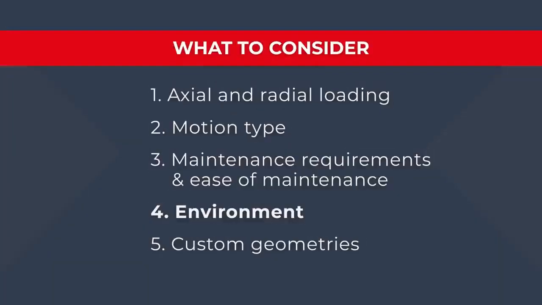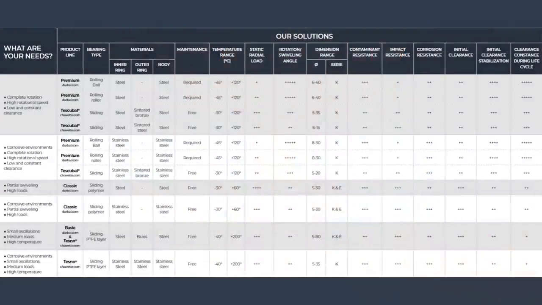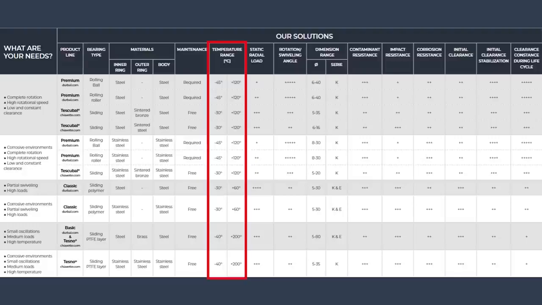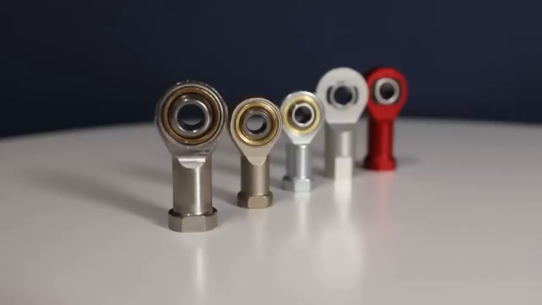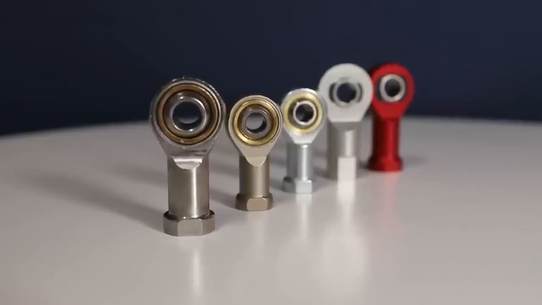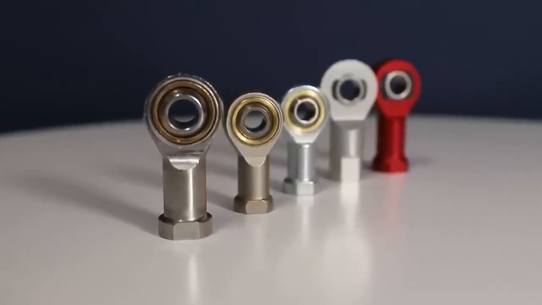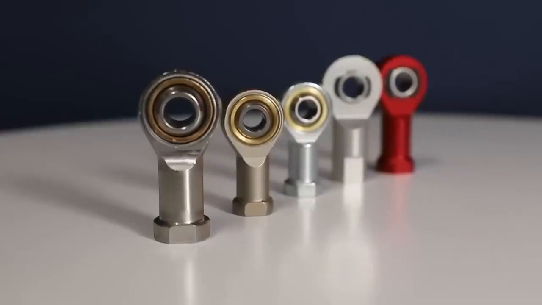The next point to think about when selecting a rod end is the operating environment. What parameters need to be considered here? The next parameter to consider is operating temperature. This can vary widely, so our premium, classic, Tesno, and basic rod ends have max operating temperatures from 60 to 200 degrees Celsius. For the highest temperature conditions, where traditional lubricants will degrade, our Teskubal line is available with self-lubricating sintered bronze. In dusty or contaminated environments, rod ends that tolerate particle ingress should be selected. Either sliding type or sealed bearings work best here.